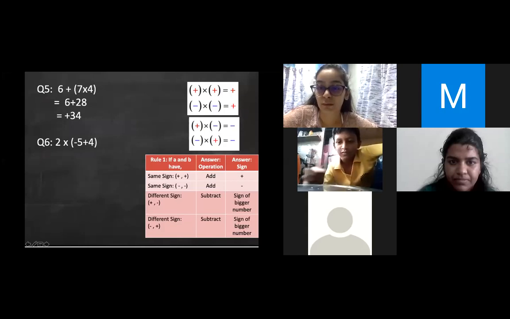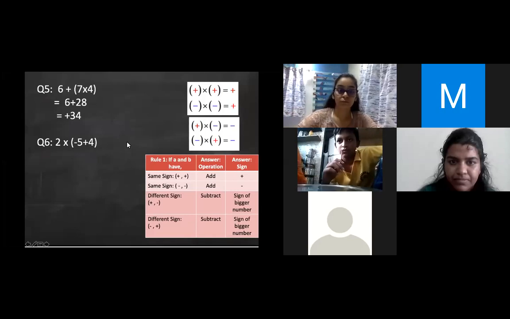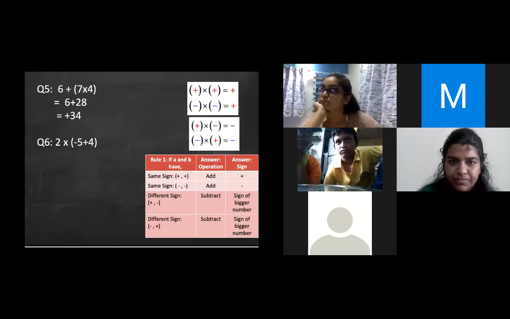Again, Kushnuma, this question that we have here, these 4 rules. Okay, great. So you used the first rule which says different sign, right? And you have to subtract, not these rules. These are the product rules. In the bracket, you don't have a product, you have an addition and a subtraction. So when you open the bracket, what will be the answer? Minus 5 plus 4.